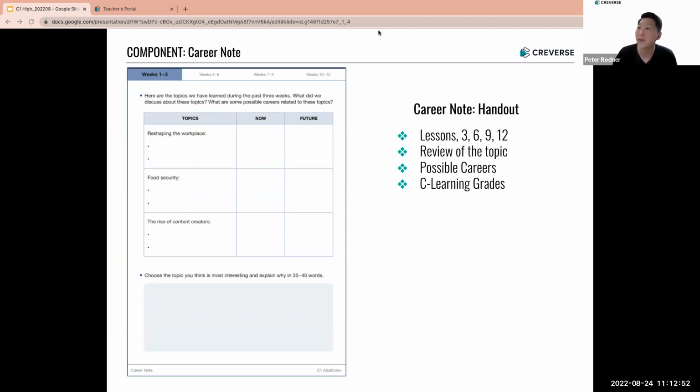So for example, the topics for Albatross Plus, which we just went over, are reshaping the workforce due to COVID-19, food security, the future of food, and the rise of content creators. Here, you're supposed to brainstorm what type of jobs or careers they might have later on in the future, helping them develop their own path in life. And then they're supposed to explain it and present it to the class. That way you can input a grade on that day on how well they did. So that'll be in your C-learning grades input, so keep that in mind. Here, you have to print it out off of the FTP, or there should be some access by your FM.